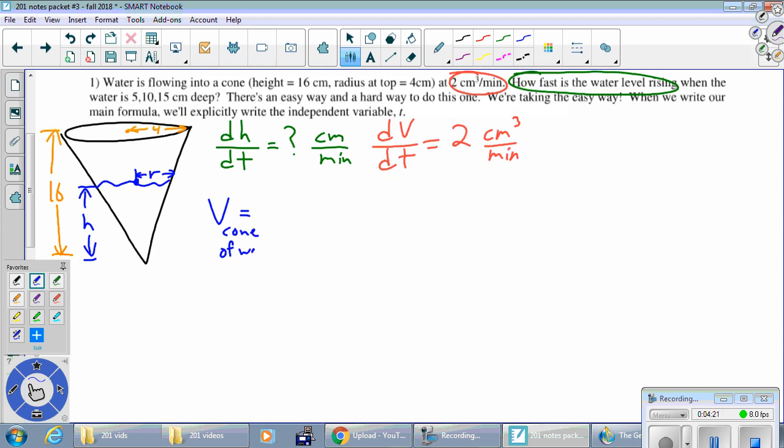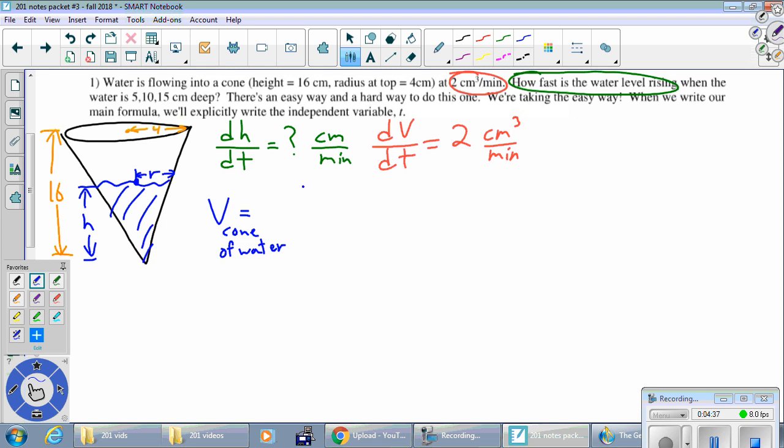Not the entire cone, that's fixed, but the volume of just the cone of water. So that's just this stuff down here. Okay, so maybe you know the formula for the volume of a cone. If you don't, it's something that I would give you if I asked you this kind of a question on a test or a quiz.